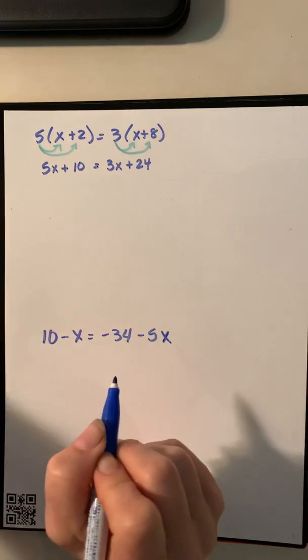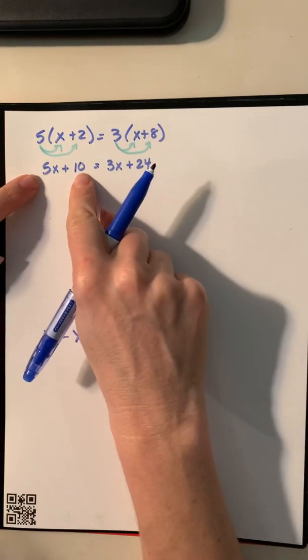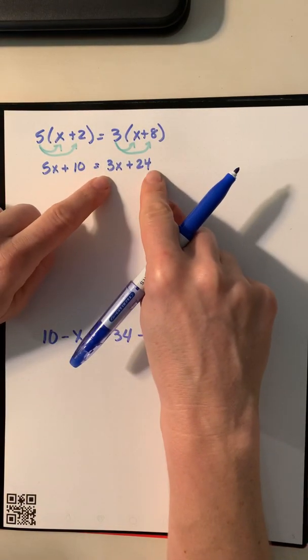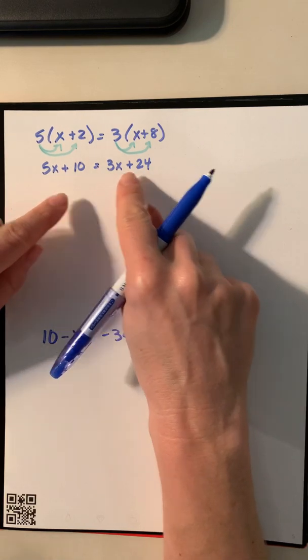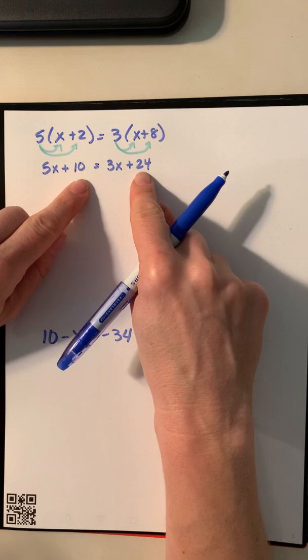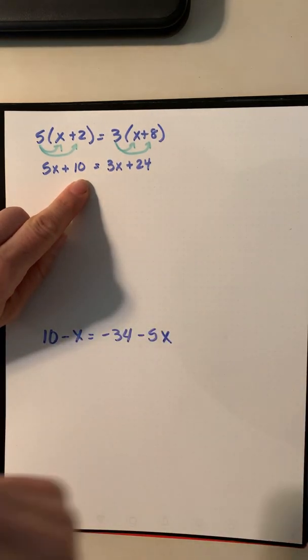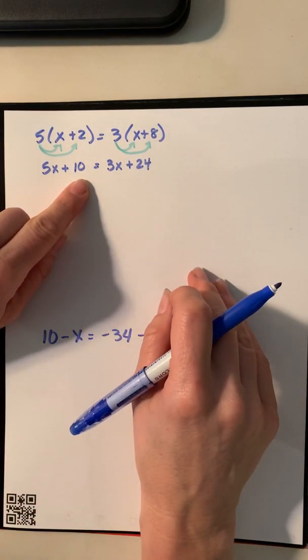Now we're in business again. We've got 5x plus 10, we've got 3x plus 24. Notice both of these have a positive slope. Both of them cross the y-intercept above the origin, okay? So let's go ahead and figure out where they cross each other.